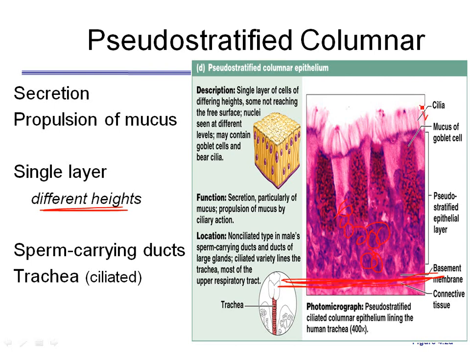Specifically, this one is ciliated. You see the cilia at the top. And then these strange red blobs here, those are goblet cells. You'll find them in the trachea, where they are ciliated and they have goblet cells, and again in sperm-carrying ducts.